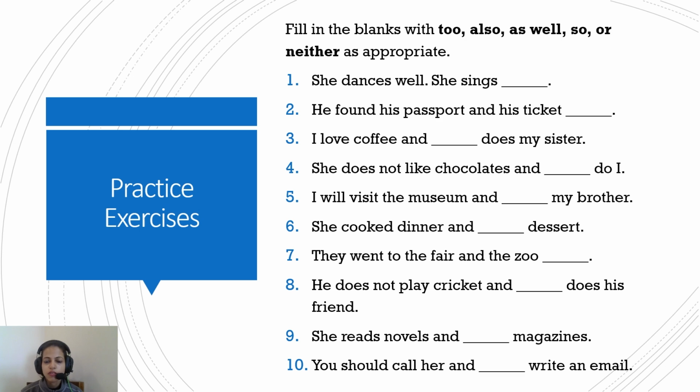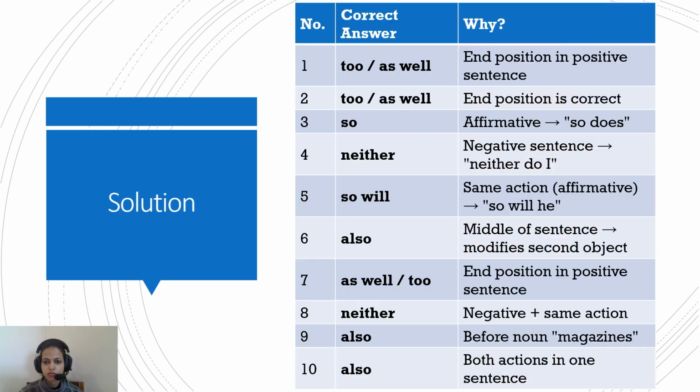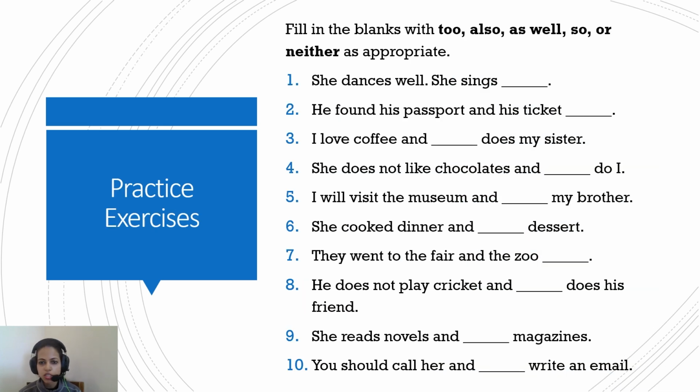She dances well. She sings as well, or she sings too. He found his passport and his ticket. He found his passport as well as his ticket, or he found his passport and his ticket too, or his ticket as well. I love coffee and dash does my sister. So does my sister. She does not like chocolate and dash do I. Neither do I. I will visit the museum and dash my brother. So will my brother.